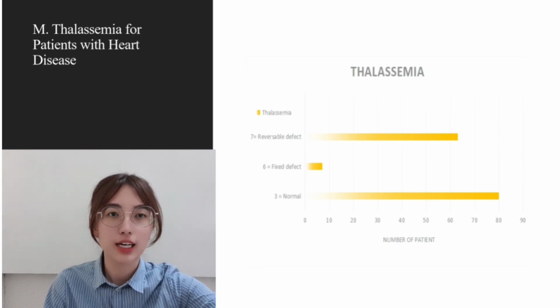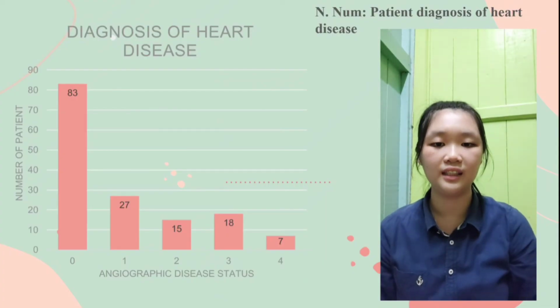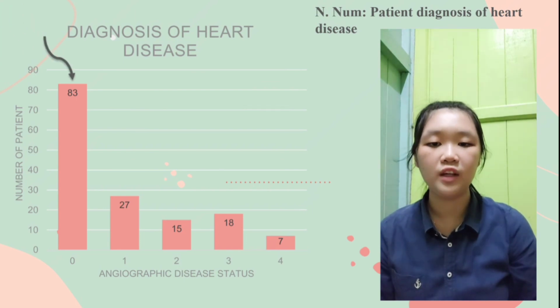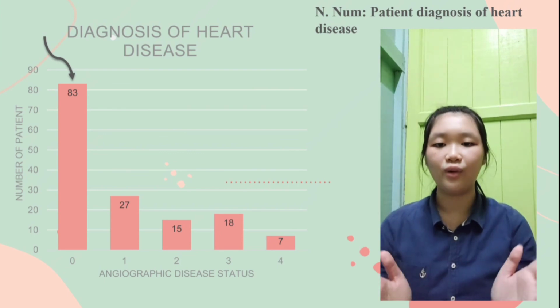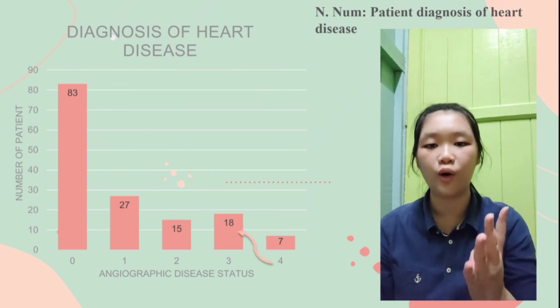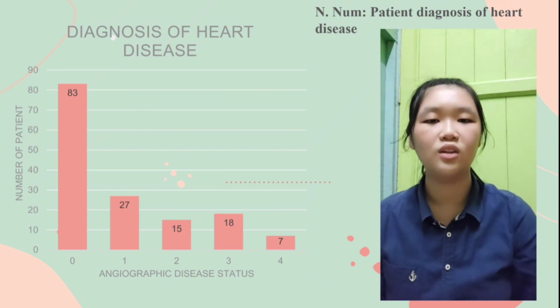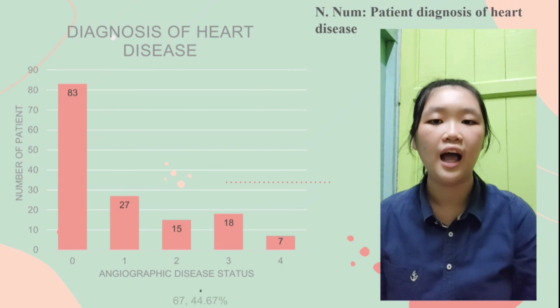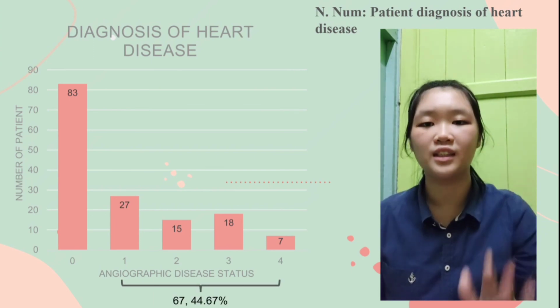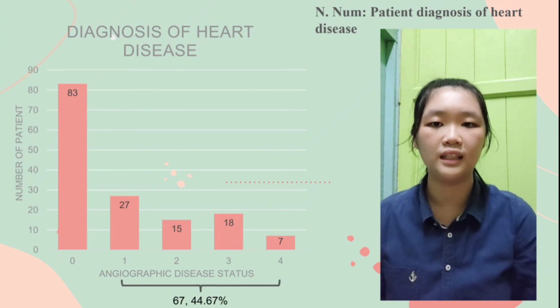Based on the bar chart, we can clearly see that 83 patients have angiographic disease with less than 50% diameter narrowing. Therefore, the angiographic heart disease for value 4, which is more than 50% diameter narrowing, is the lowest, only 7 out of 150 patients. Moreover, we can say that the total of patients with angiographic heart disease of more than 50% diameter narrowing is 67 out of 150 patients, or 44.67%.